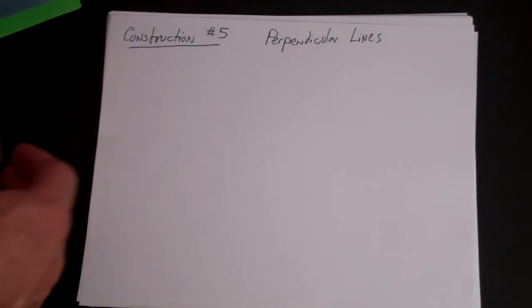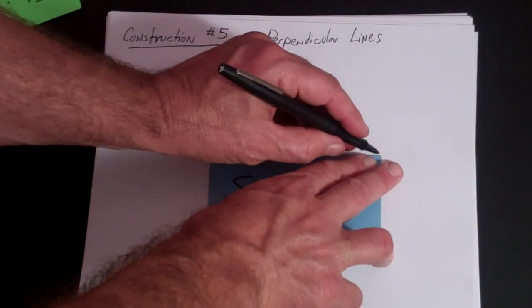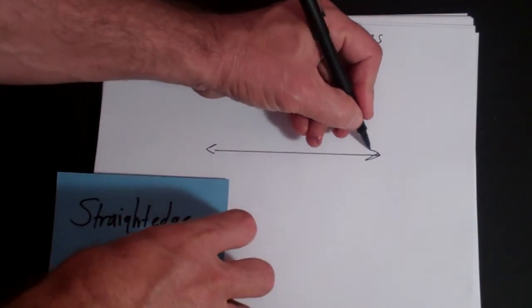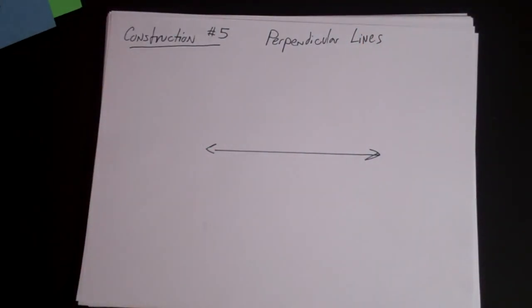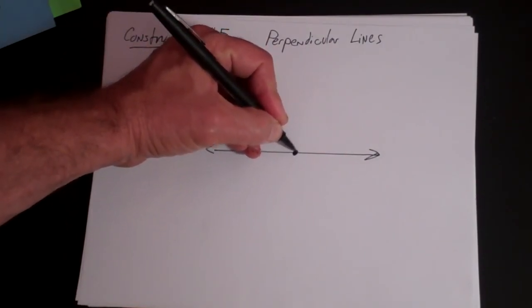So where do we start here? What are we given? We're given some line, and we want to draw a line that's perpendicular to this line. The first thing I'm going to do is put a point somewhere along this line. It turns out it doesn't matter what point you choose.